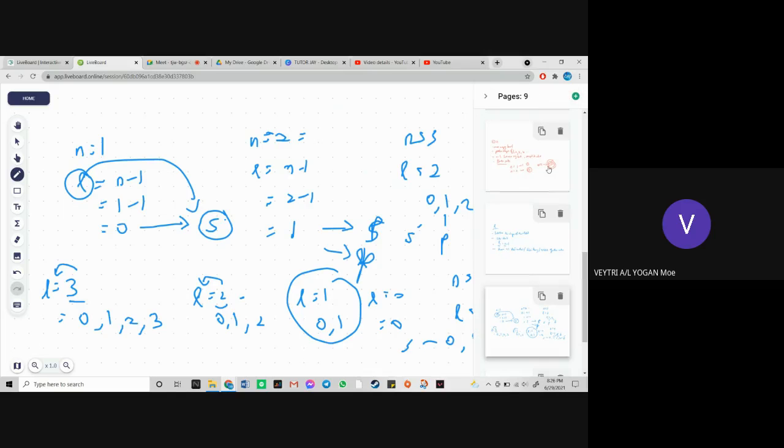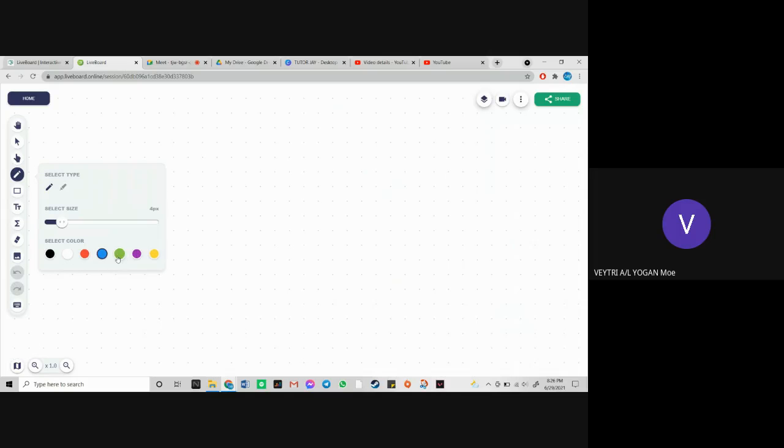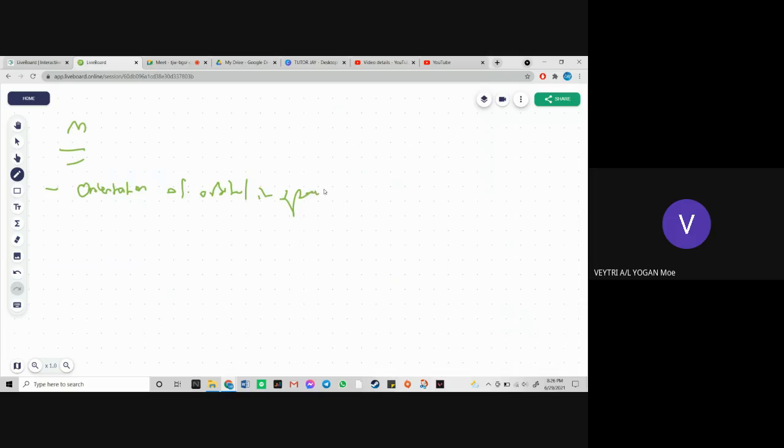Now, N is settled, L is settled. Now, let's go to M. What does M mean? M is the magnetic quantum number. The magnetic quantum number basically describes the orientation of the orbital in space. What space? 3D space, because we learned earlier about the quantum mechanical model. So over here, the magnetic quantum number describes the orientation of the orbital in space.